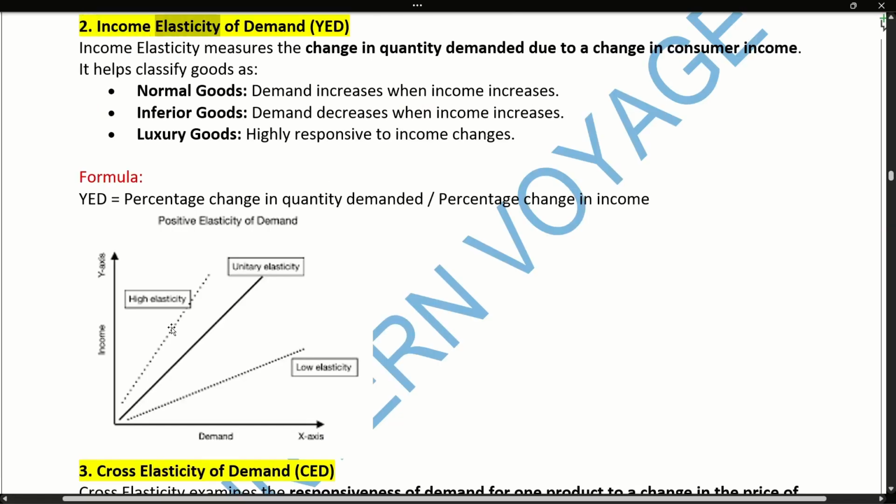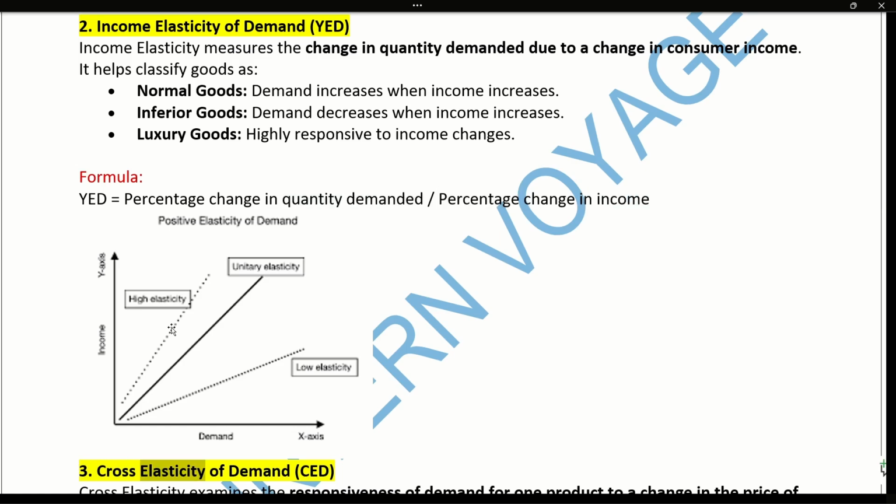2. Income elasticity of demand, YED. Income elasticity measures the change in quantity demanded due to a change in consumer income. It helps classify goods as normal goods, demand increases when income increases. Inferior goods, demand decreases when income increases. Luxury goods, highly responsive to income changes. Formula. YED is equal to percentage change in quantity demanded divided by percentage change in income.